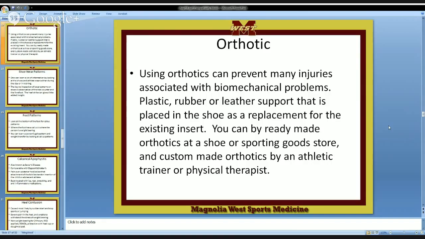Yeah, and they make it then. Yeah, they can. When you first put them in your shoes, your feet are going to hurt because your foot's not used to it.